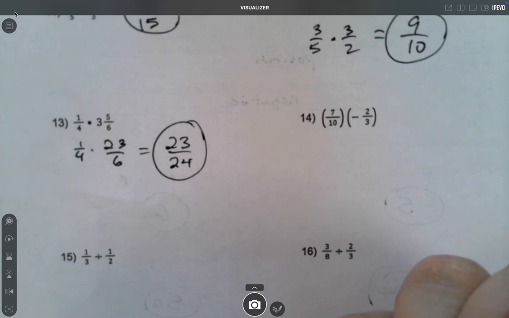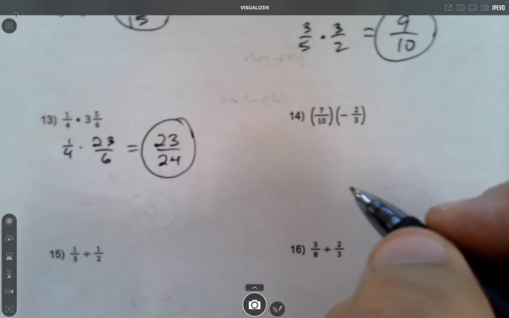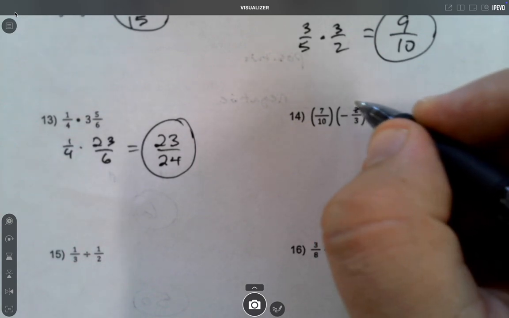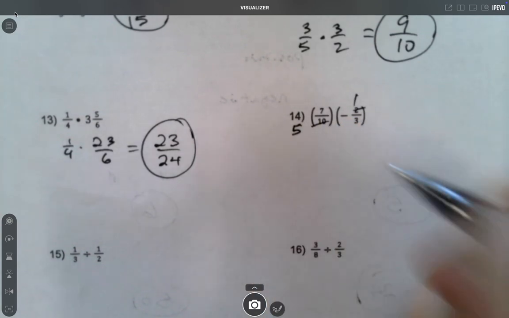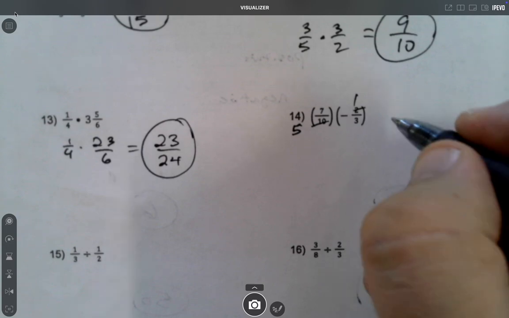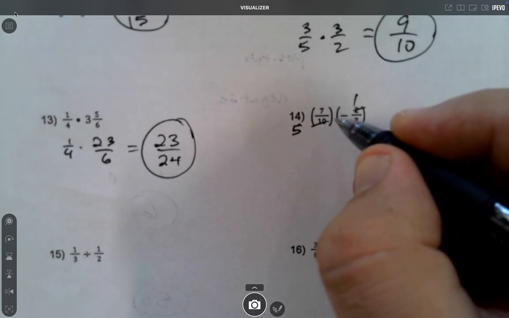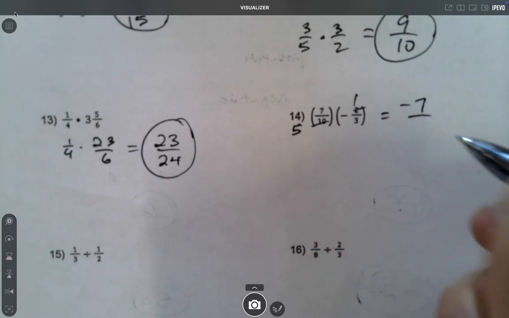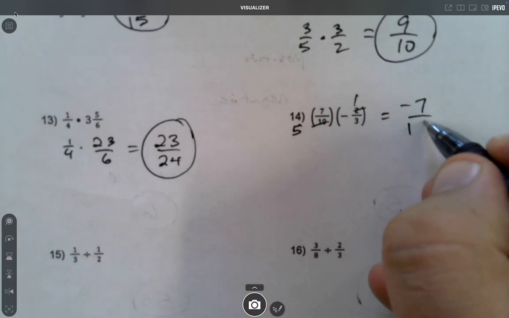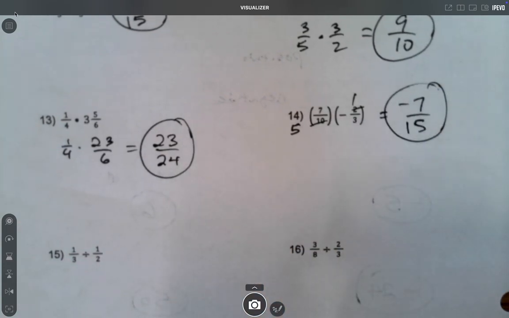Okay, on this one we're already multiplying. 7 and 3, nothing will cancel out, but 2 and 10 are both divisible by 2. So we get 7 times 1 on top, or I'll say negative 1, so it's negative 7 on top. 5 times 3 is 15 for the bottom.